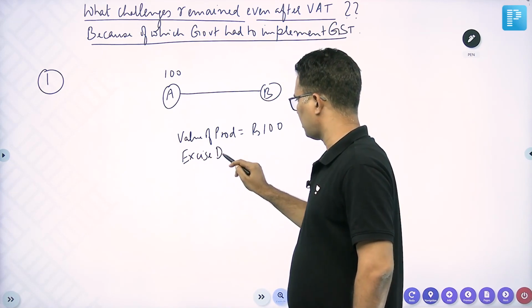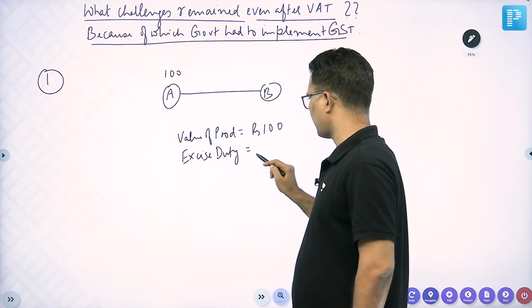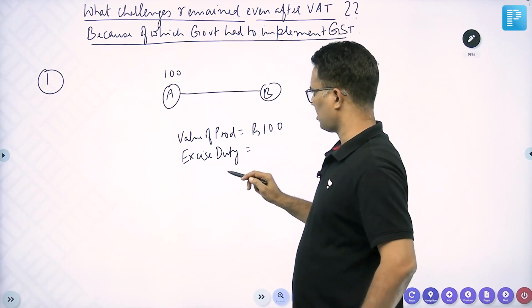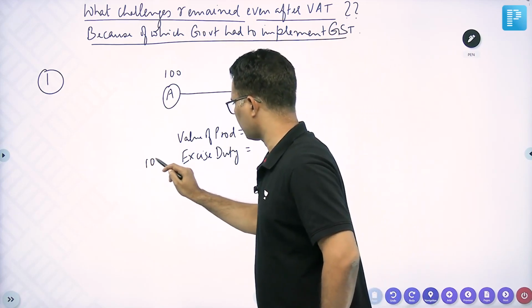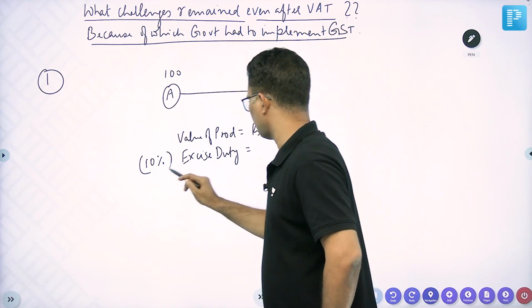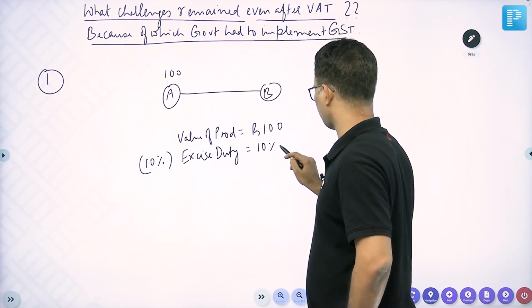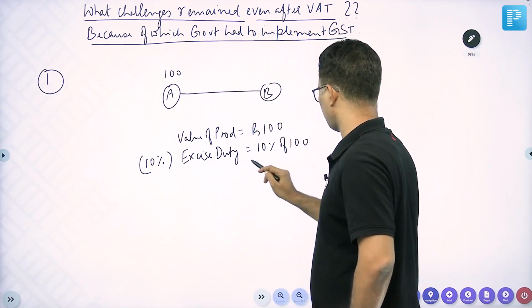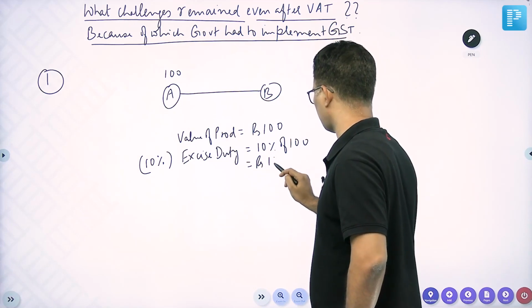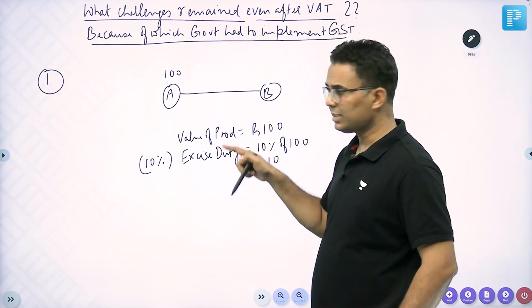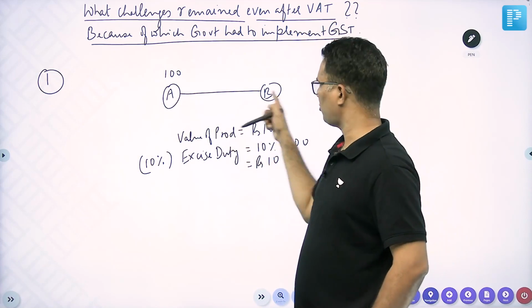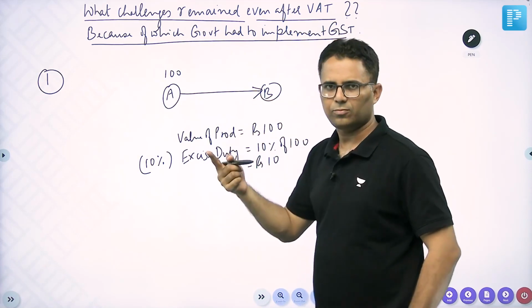Excise duty. Let's say excise duty is 10%. So 10% of 100 becomes rupees 10. Then while A will be selling to B, VAT is imposed.